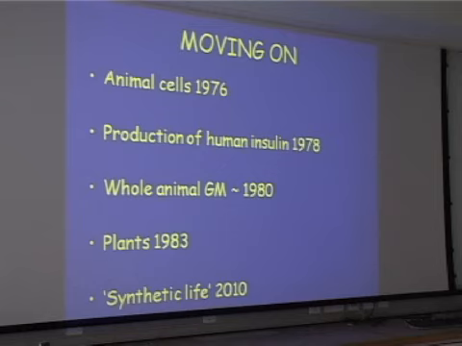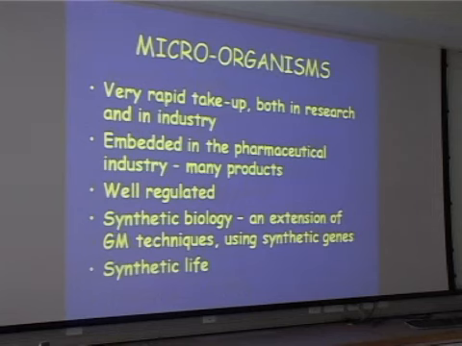And then whole animal genetic modification in 1980, so it became possible to change the genes of an animal in such a way that it carried those genes into life. And then plants in 1983. The most recent development has been synthetic biology, which resulted, just a couple of years ago, in a new cell being made. I'm going to talk about that in a few minutes, because it raised quite a lot of interesting debate.